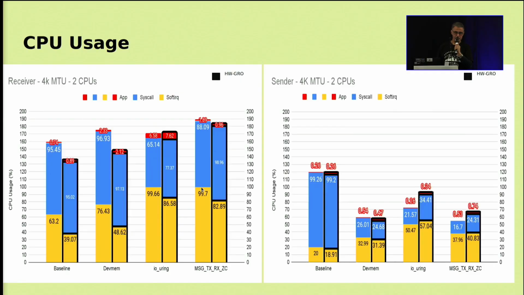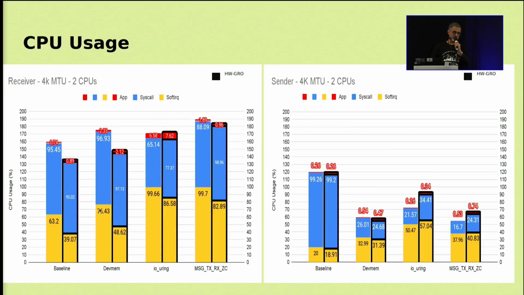And so we went and collected the CPU utilization. I just want you to pay attention to the devmem before, without hardware GRO. Blue means it's system calls. Red is around what the application is getting. The application is not doing much, really. It's just receiving the message, counting a little bit, and letting go, basically recycling the buffer, okay?